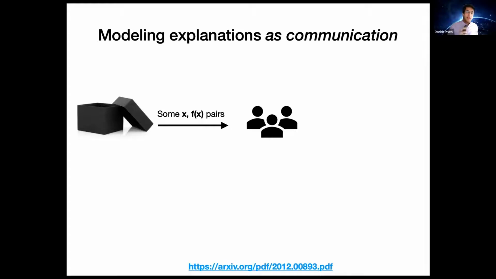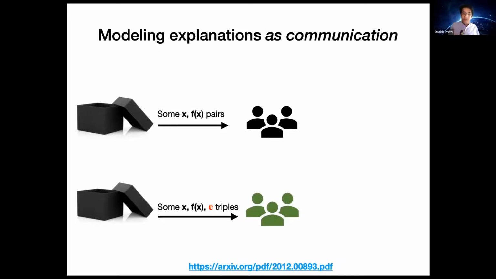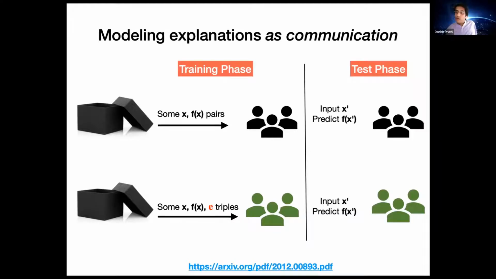So let's say we have a group A that receives some input-output examples, and a group B that receives some input-output-explanation triples. You can think of a black box as, let's say, an admission committee. You have lots of applicants. Some of them are accepted by the committee, some of them are rejected. And by looking at some past examples, you are trying to model what the admission committee does. And at test time, you want to simulate what the committee will do.